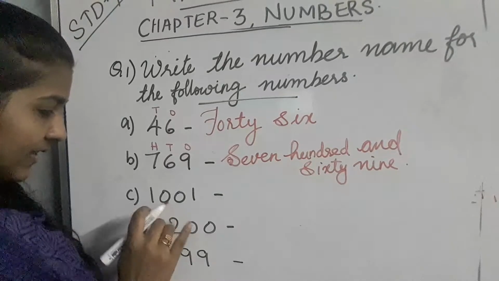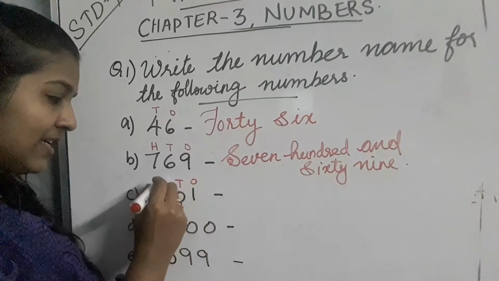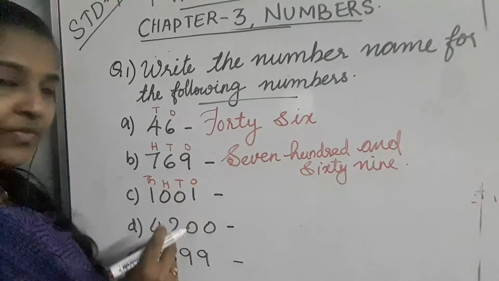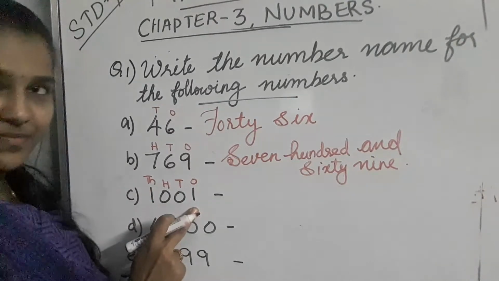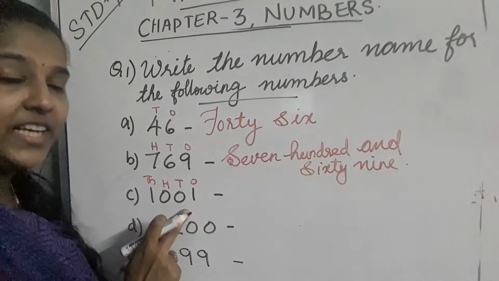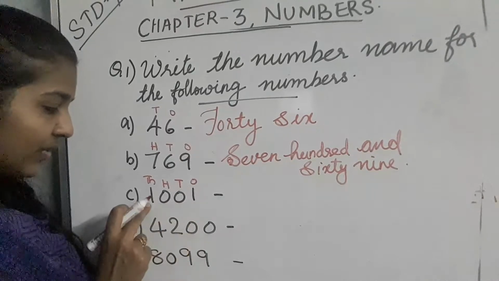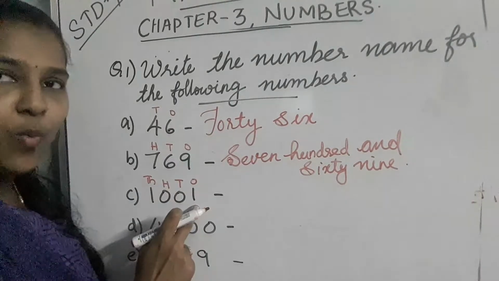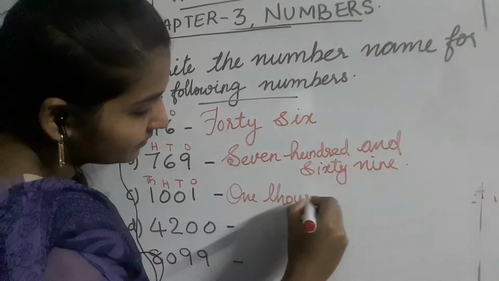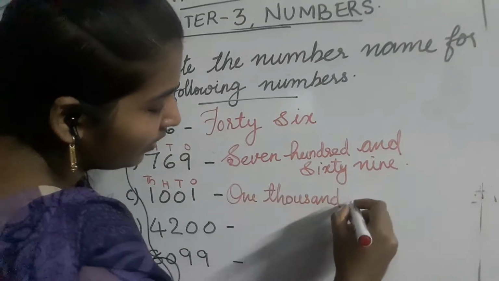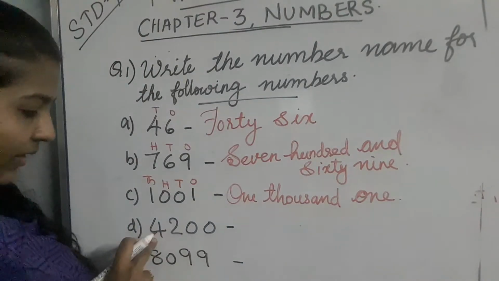Now look at the next number. It has 4 digits. It has 4 places. That is ones, tens, hundreds and thousands. So the number name is 1001. The hundreds place and tens place are both 0 here. That means no need to mention those places. So write 1001. Got it, children?